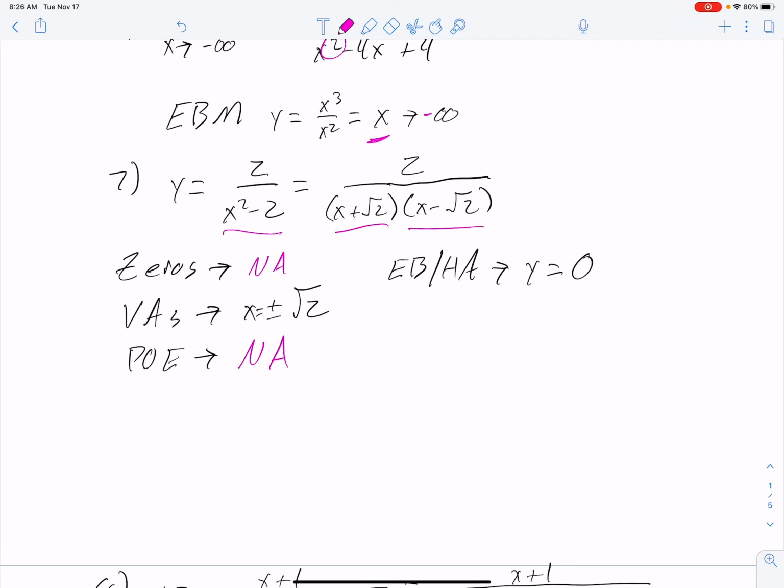With no variable in the numerator, there's no way for there to be POEs. I know that anything that comes out of my denominator only gets me my vertical asymptotes, so x equals plus or minus root 2. And again, since the degree in the denominator is 2, and effectively the degree in the numerator is 0, when the degree in the denominator is larger than the degree in the numerator, I know that my end behavior, or my horizontal asymptote, depending on how I want to discuss it, will be 0.